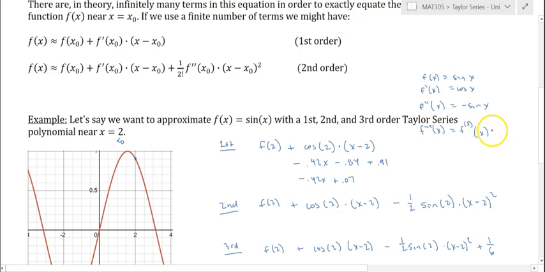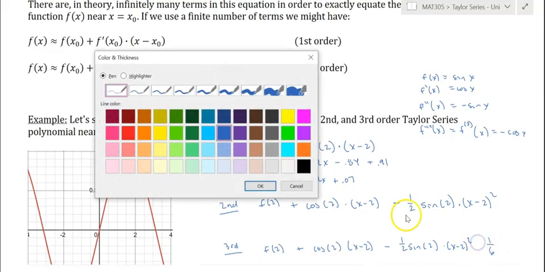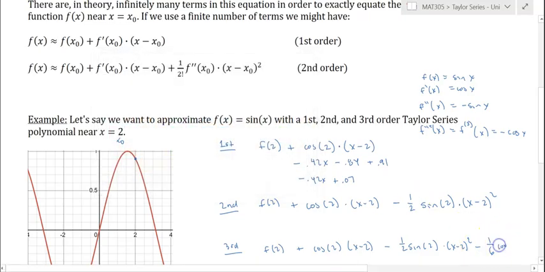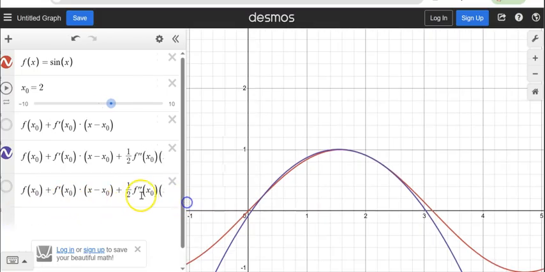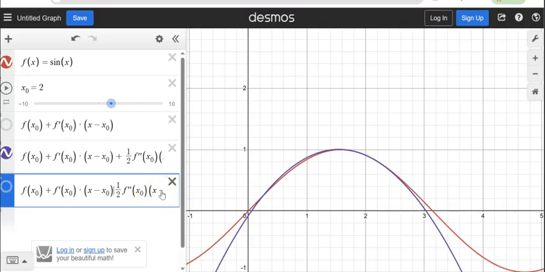And the third derivative will be negative cosine of x. And so in our case, this should be a minus 1/6 cosine of 2 times x minus 2 cubed. So that's going to give us our cubic term. And so now if we take minus 1, actually we could just do plus 1 over 6, because the second derivative here, I'm doing it implicitly. Oh, no, but that's not right. That should still be 1/2, and then we get 1/6 over here.